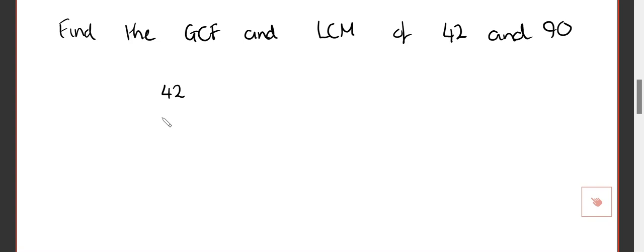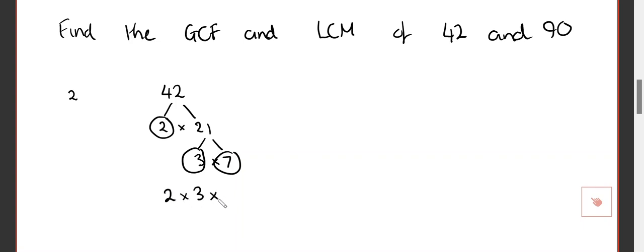So in the tree, let's do the tree for 42 first. So first off, does it divide by 2? 2 times 21. 21 is 7 times 3. Both of those are prime numbers, so there we go. Okay? So I've got 42 is 2 times 3 times 7.